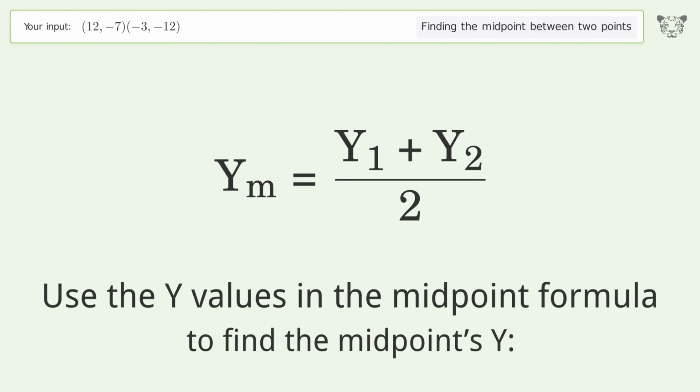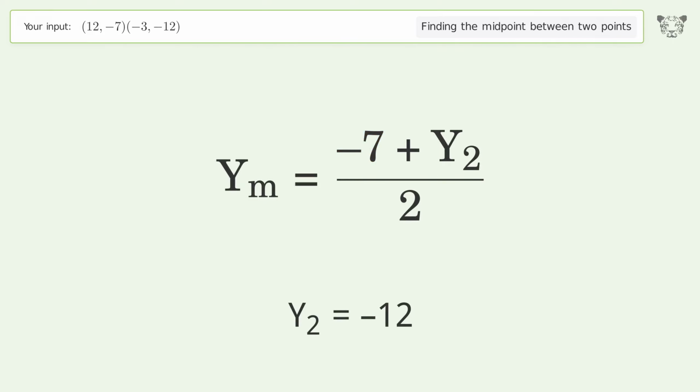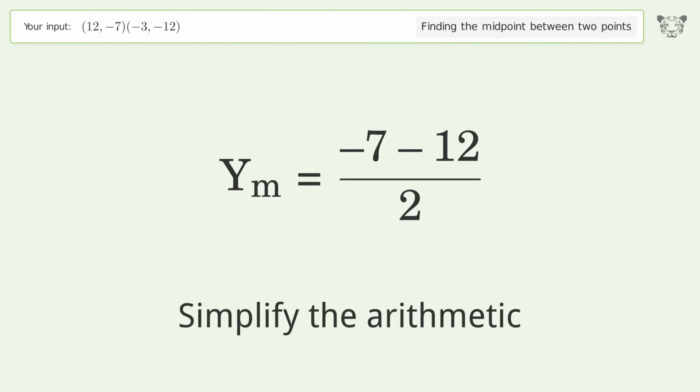Use the y values in the midpoint formula to find the midpoint's y. y1 equals negative 7. y2 equals negative 12. Simplify the arithmetic.